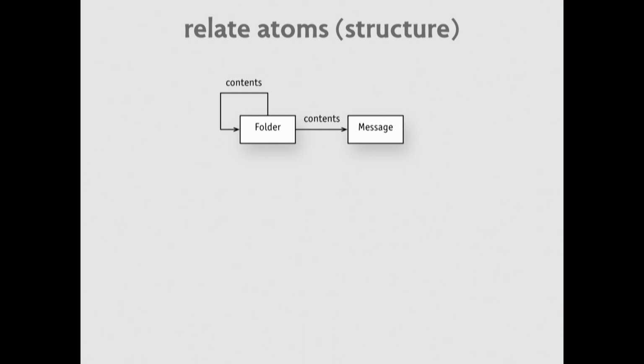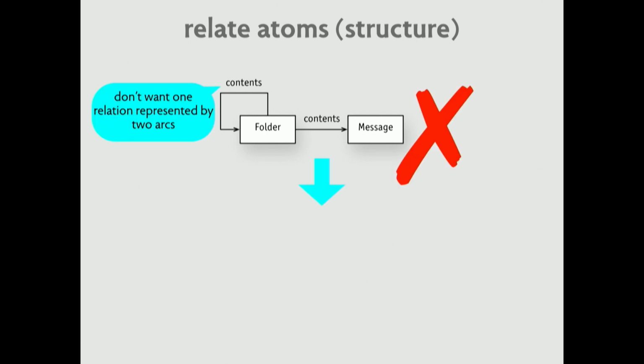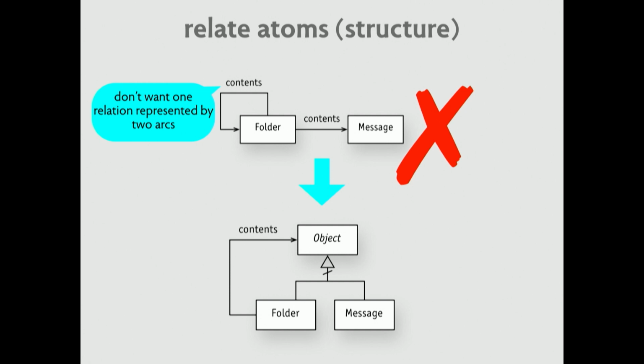So the way that this is handled in data modeling is like this. What you do is you don't do that. Instead, you do this. What I've done here is I've introduced a new set, a set that I've just called objects. And objects are divided into folders and messages. And a folder has some contents which are objects. But since an object can be a folder or a message, this allows a folder to contain a folder that contains a folder that contains a message, and so on. Okay?